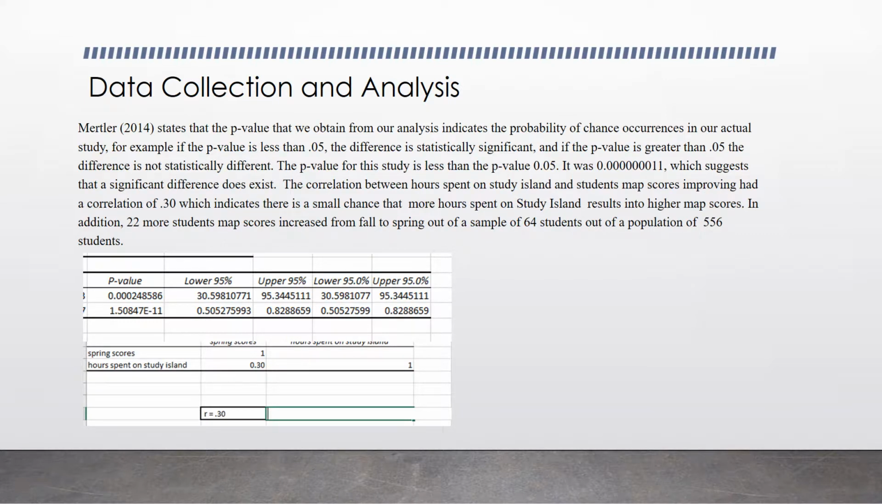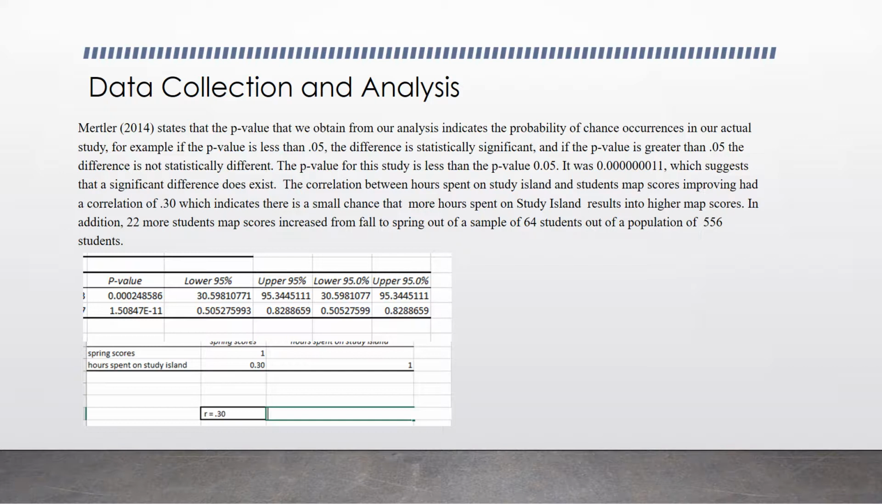Here is my data collection and analysis. I included a p-value table and a correlation table, and my p-value was very, very low. It was less than .05, which indicates that the growth that was shown did not happen by chance.